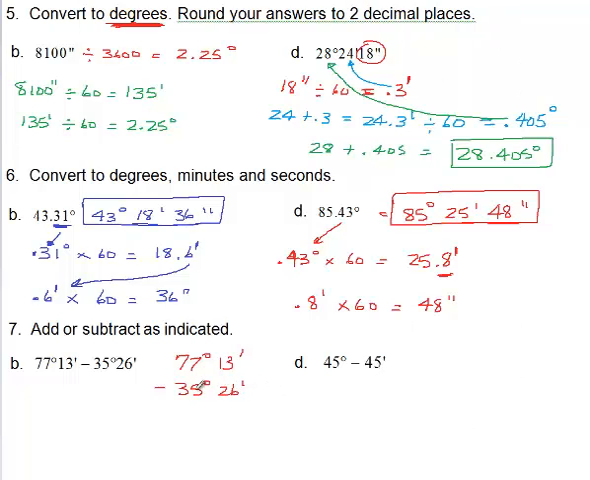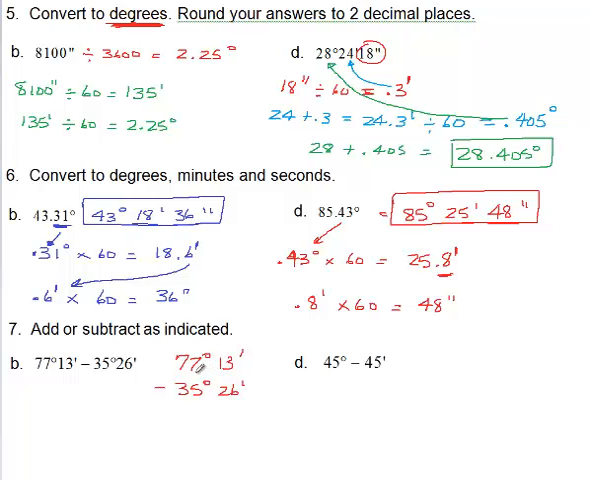You cannot subtract 26 from 13 minutes. You'll have negative minutes. Now you don't want that, of course, and that makes no sense for our problem. So what we have to do is borrow.